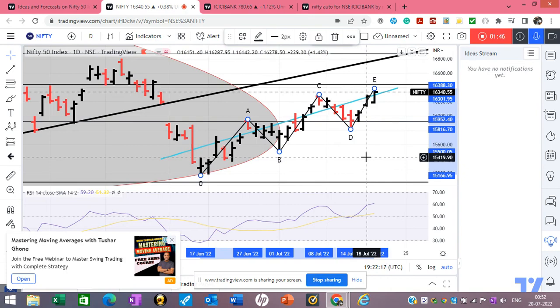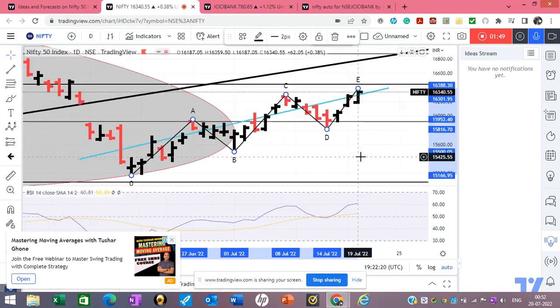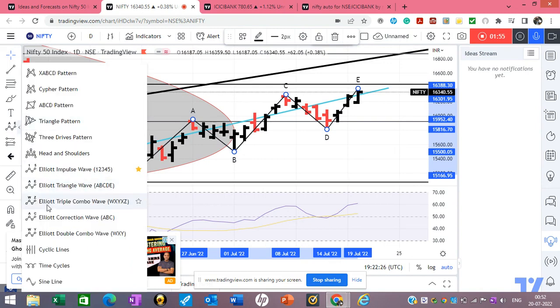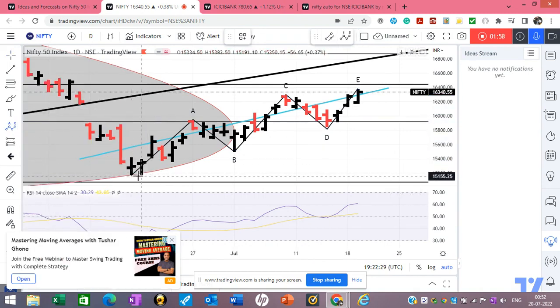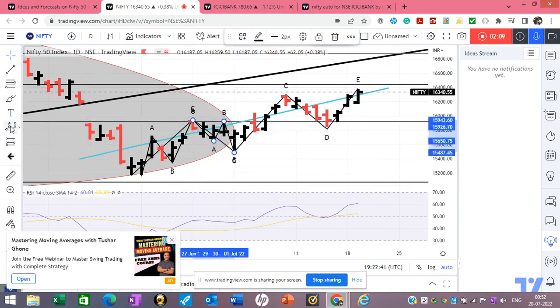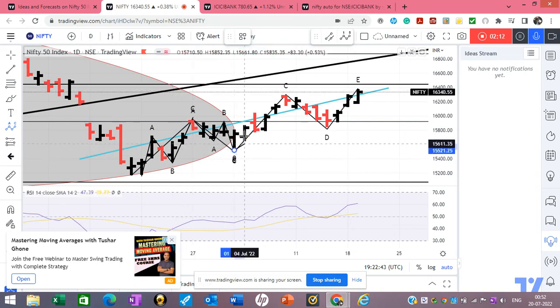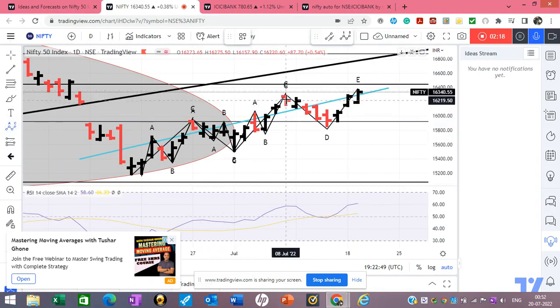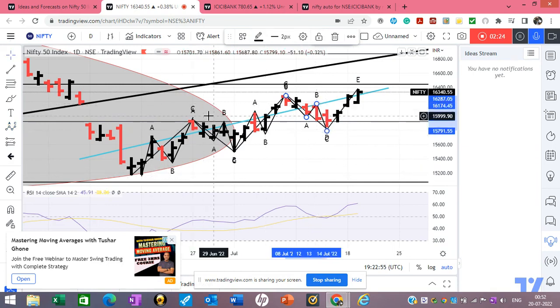So now what I am expecting in Nifty. If I again mark the internal waves, it would be like this. Let me mark the internal waves: A, B, and C. A, B, and C. First triangle. A, B, and C. A, B, and C. So the first triangle is complete. The second triangle is complete. We are in the last.